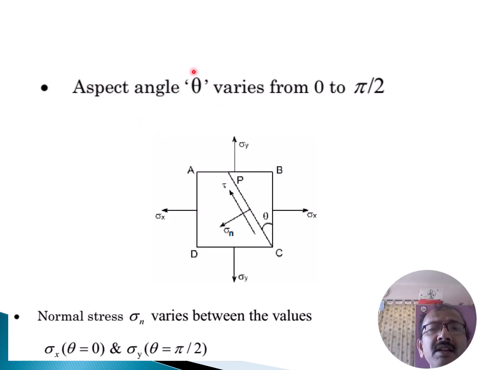Now here the aspect angle is theta. That means this is the plane cut by the element with an angle theta. ABCD is a square or rectangular element, whatever it may be, and theta varies from 0 to pi by 2. Now this is sigma x, this is sigma x, and this is sigma y and sigma y, so there is no tau xy. So the normal stress sigma n varies between sigma x at theta equals 0 to sigma y at theta equals pi by 2.